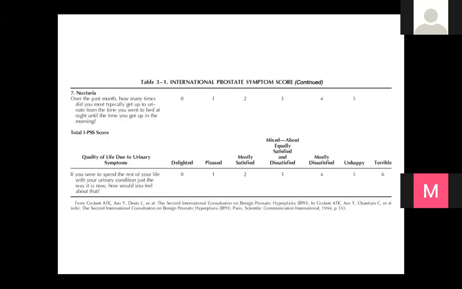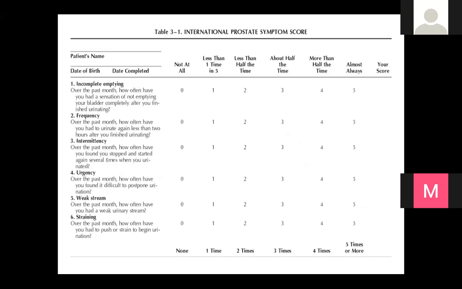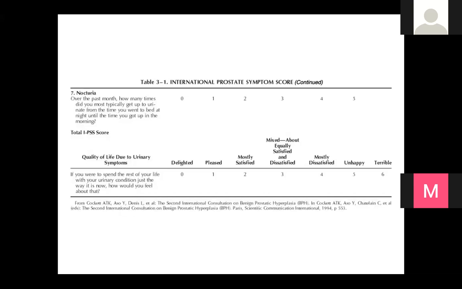And we already said that the symptoms are 7. This is the previous slide. So you can see incomplete bladder emptying, frequency, intermittence, urgency, weak urine stream, straining, and then nocturia. So in total, there are 7. And therefore, the highest score becomes 35, because 7 times 5 is 35.